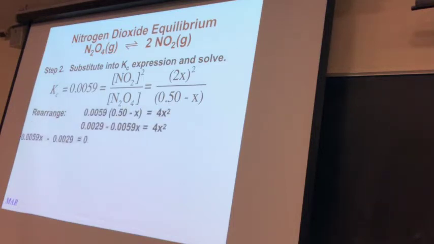So when you rearrange this beast, 2x quantity squared is 4x squared. And we'll multiply both sides by 0.50 minus x. That gets this out of the bottom and puts it up here next to the equilibrium constant. And from there, I'll take the K and multiply it by both of those terms. I end up with these parts right here. And then finally, I'm placing it into what's going to be a quadratic formula expression.